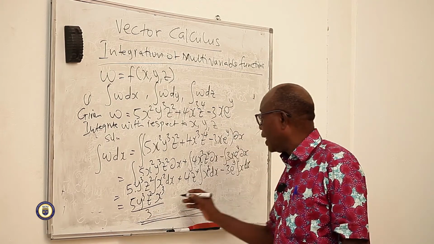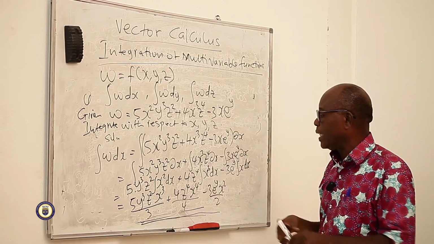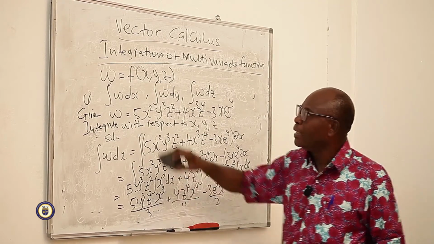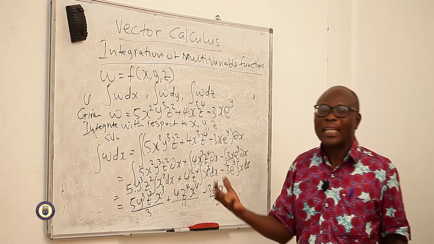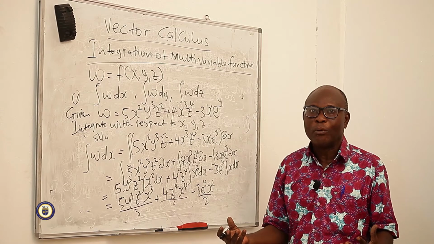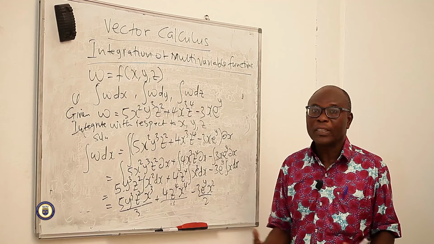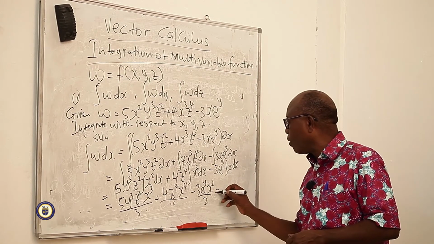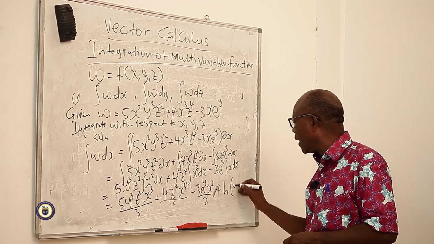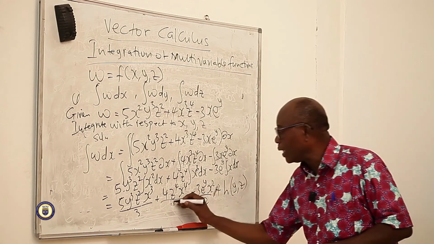And then plus 4z raised to the power 4. After integration, we have a constant of integration. But in this particular case, we kept two variables as constants, which are the y and z. And so our constant of integration will be a certain function, let's say h in y and z. That is how we do the integration.